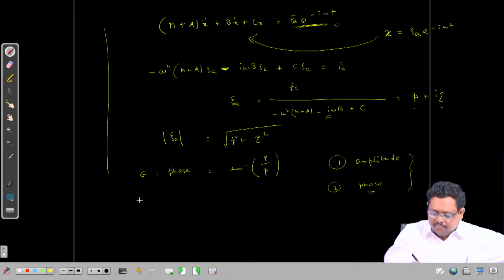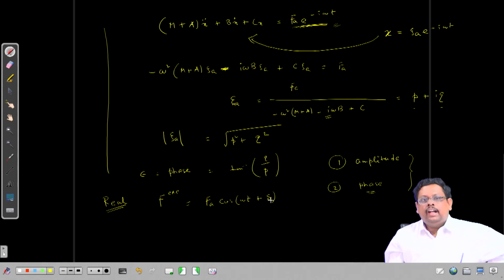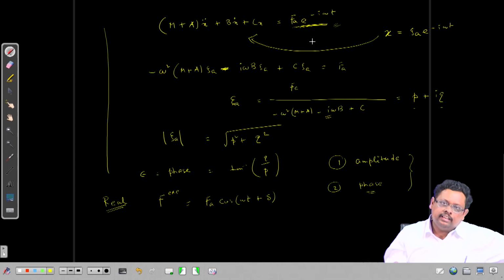So, if you want to deal with only the real part of this, or the sine function, cos function explicitly, that means you want to say that the exciting force equals some F A into sine or cos omega t. Okay, let us take cos omega t. Then you have to add the phase delta explicitly, and again you repeat the same process, and again you come up with the same thing. Okay.